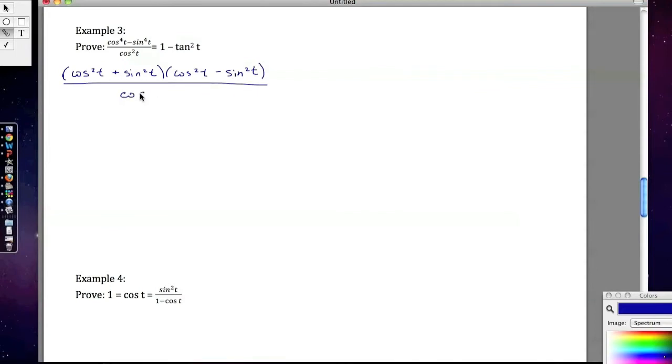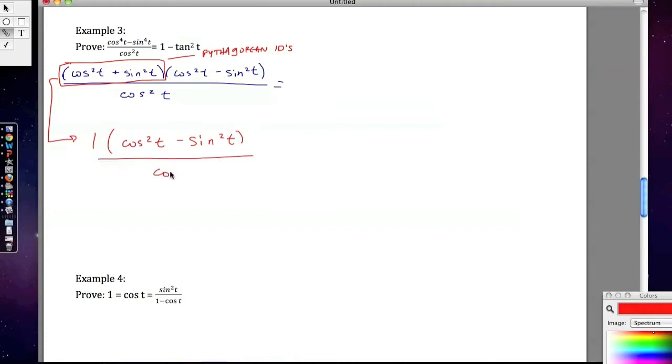And on the bottom I'm going to have cosine squared t. Alright, let's take a look at what this actually means. When I've got one side that I'm working with, this allows me to look at it and ask, do I have anything that can be reduced? I don't know if you recognize this here. This is one of our Pythagorean identities. We talked about these in the last section of this video. So this is actually equal to 1. This is going to be 1 times cosine squared t minus sine squared t. On the bottom we still have our cosine squared t.